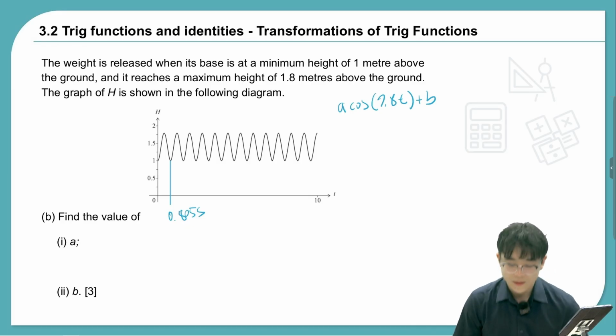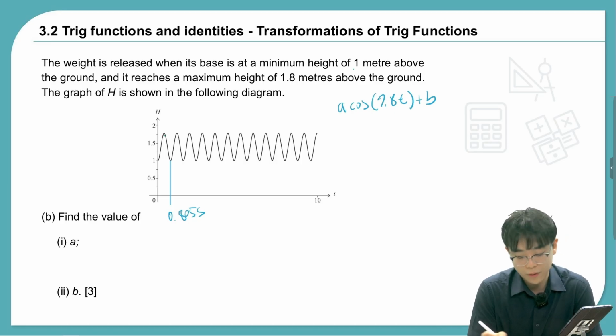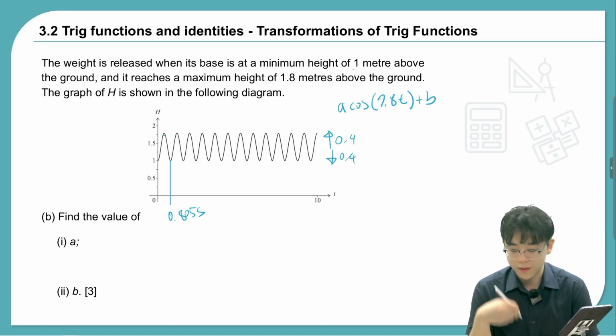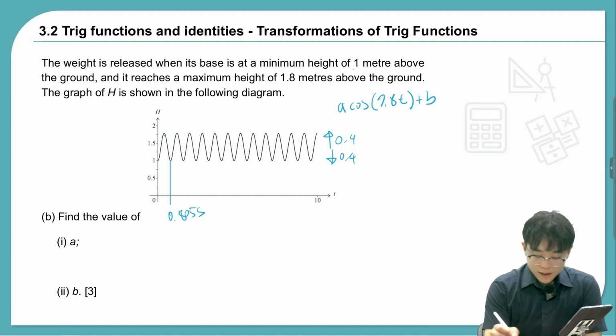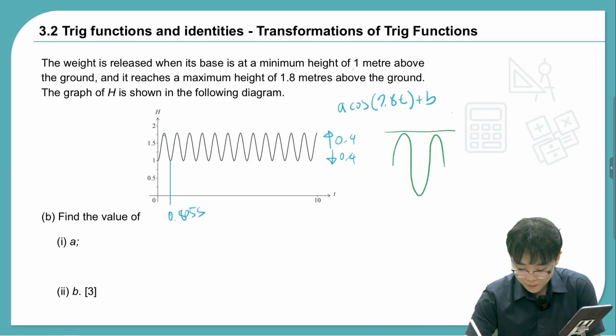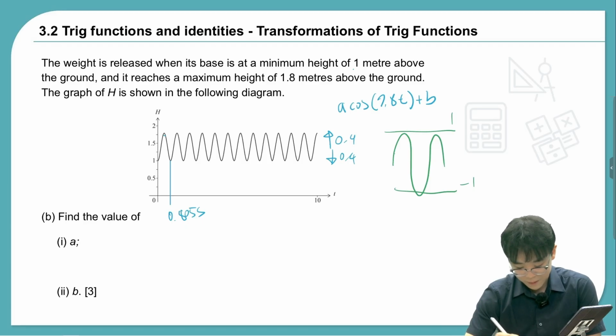But then let's also look at the height. It goes from 1 meter to 1.8 meters. So the amplitude is going to be 0.4 meters up and 0.4 meters down, right? Amplitude is the maximum displacement. The typical cosine function fluctuates from 1 to -1, but since we're only fluctuating from 0.4 to -0.4, A would be 0.4.